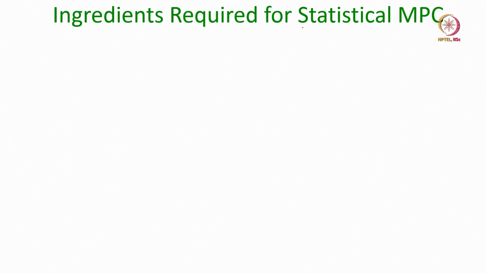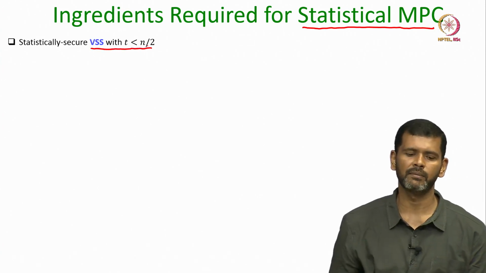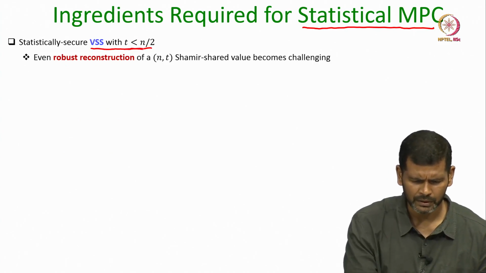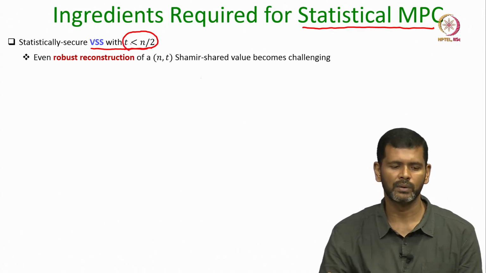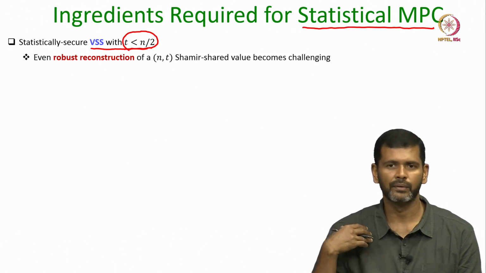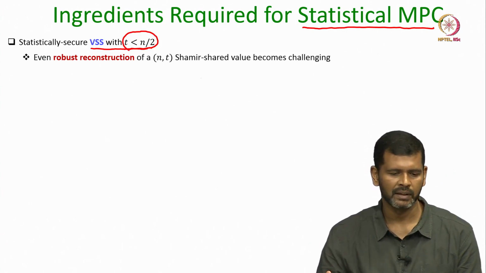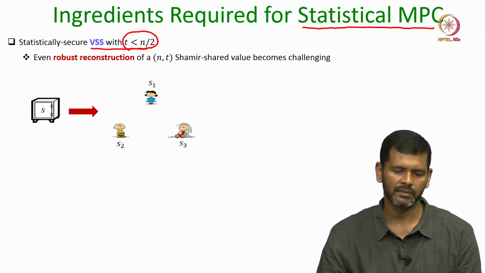So, we start our discussion first with statistically secure MPC, and for that we first require a statistically secure verifiable secret sharing scheme with t less than n over 2, and there are some significant challenges in designing a verifiable secret sharing scheme with t less than n over 2. Even the basic task of reconstructing a secret shared value becomes challenging in the setting of t less than n over 2, because now the Reed-Solomon error correction will simply fail.